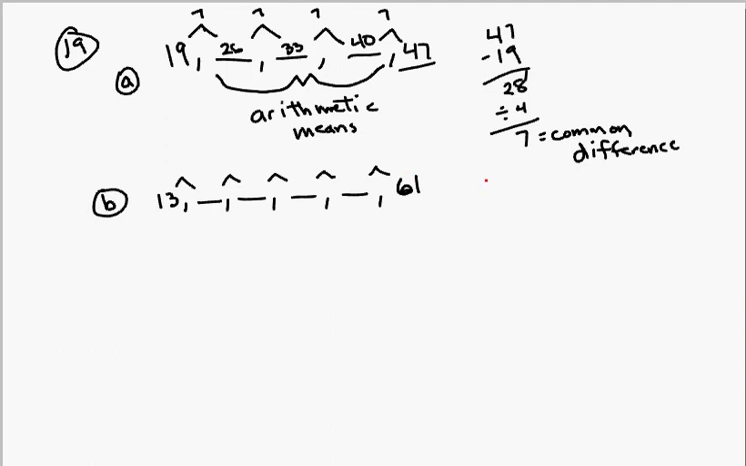So the first thing I do is I find my total spread between the numbers. So I go 61 minus 13. So 61 minus 13 is going to give me 48. Okay? And then I divide that by the number of increases. 1, 2, 3, 4, 5. So I divide that by 5. Well, this isn't going to come out pretty. It comes out to be 9.6.